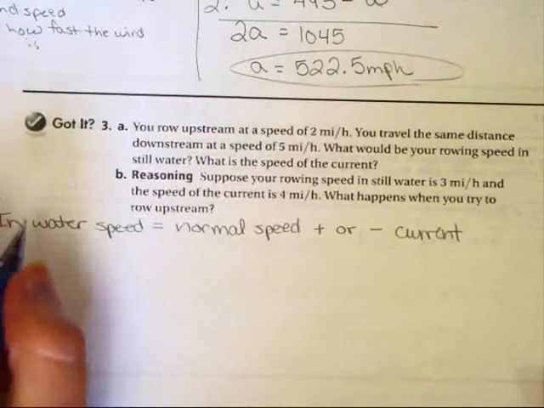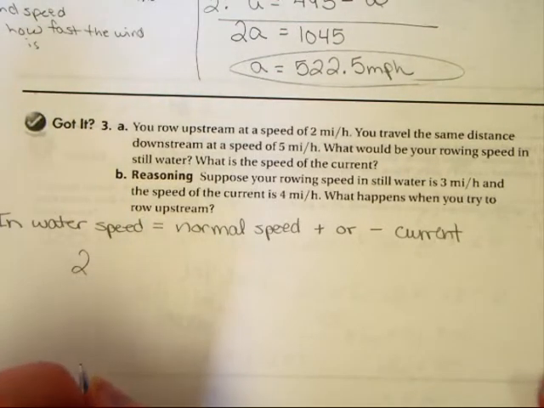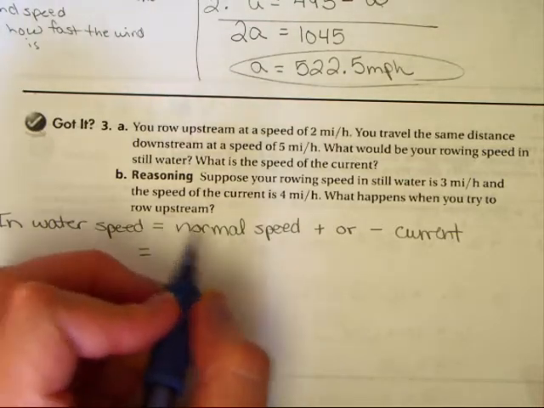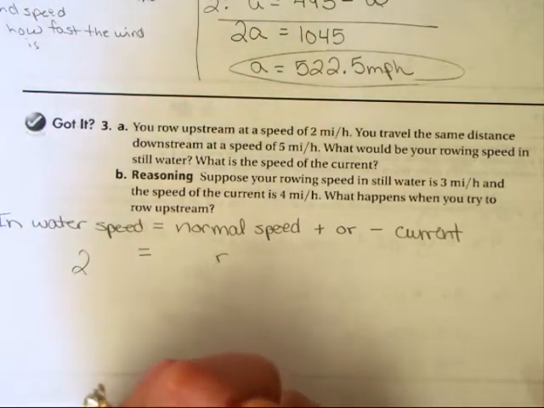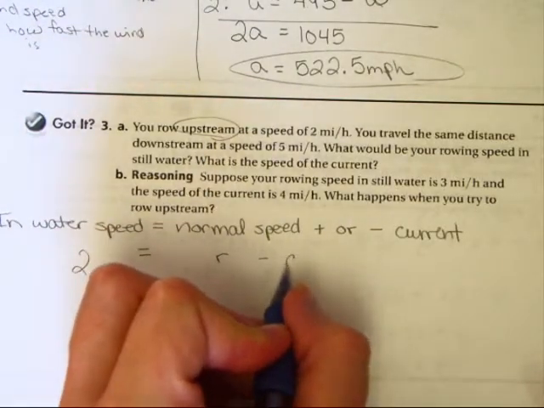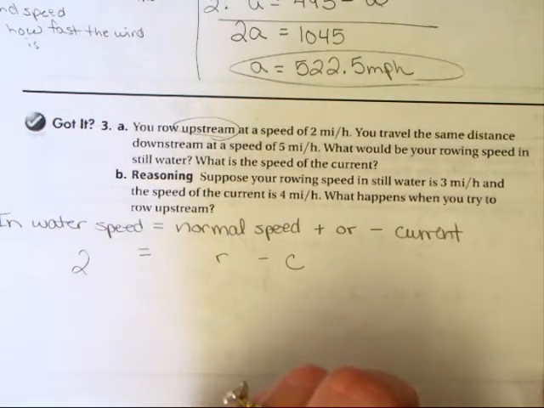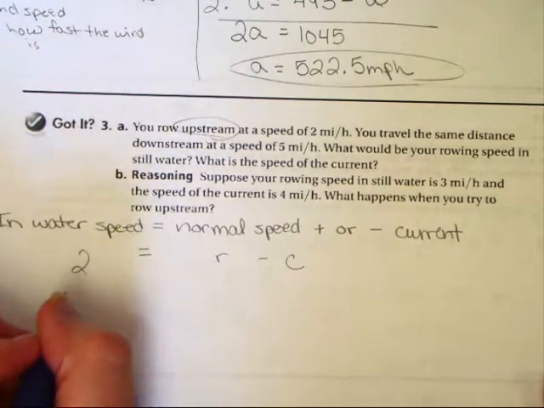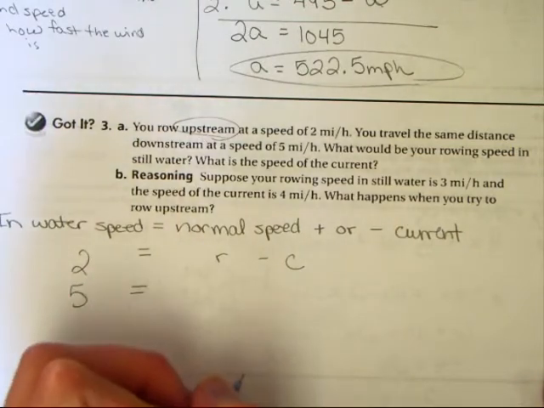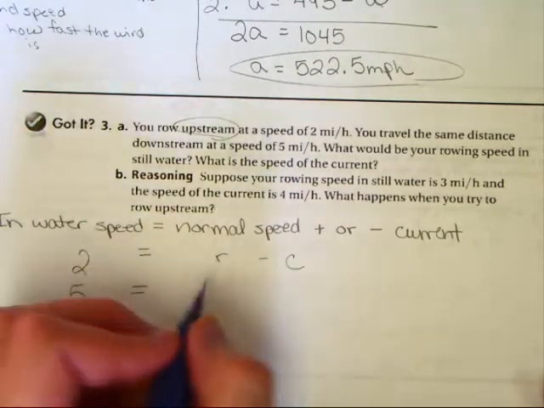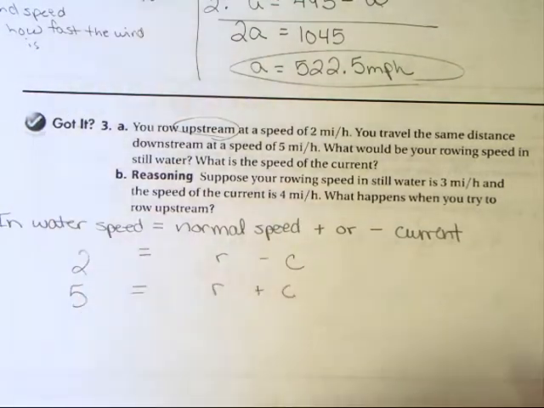I see here that at one point in time you were going 2 miles an hour in the water. We don't know your normal speed, so we can just call that R for rate. Since you're going upstream, that is going to be minus the current. I hope you agree with that, because if you're going upstream, you are fighting the current. And now you go 5 miles an hour if you're going with the current. In other words, you're going downstream. Well, that is your rate and the current, because the current is going to be pushing you along.